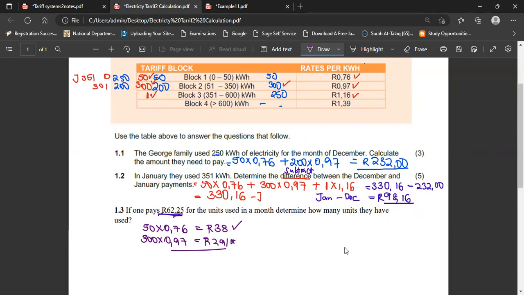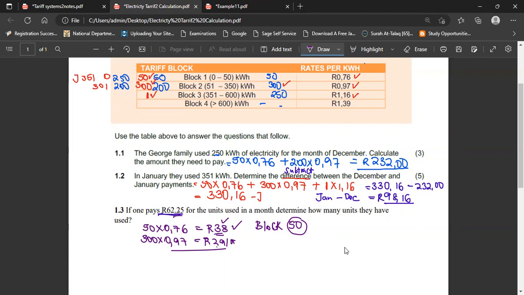So simply meaning they used block 1 complete. What do I mean by complete? They used the 50. The units are more than 50 units because block 1 caters for 50. And if you use them all, you pay this much. So they used more than this. That means block 1 qualifies, but block 2 does not qualify. That means they didn't use block 2 completely. They used part of it.